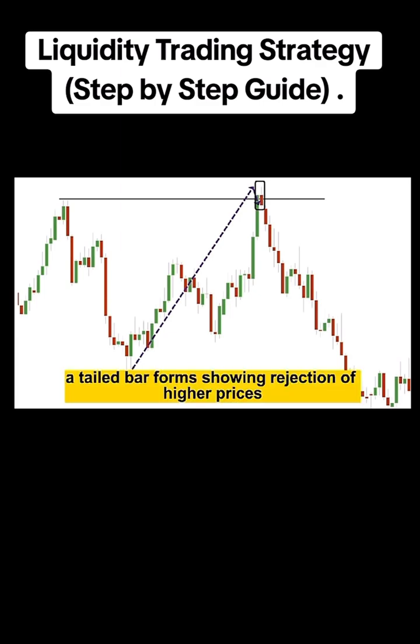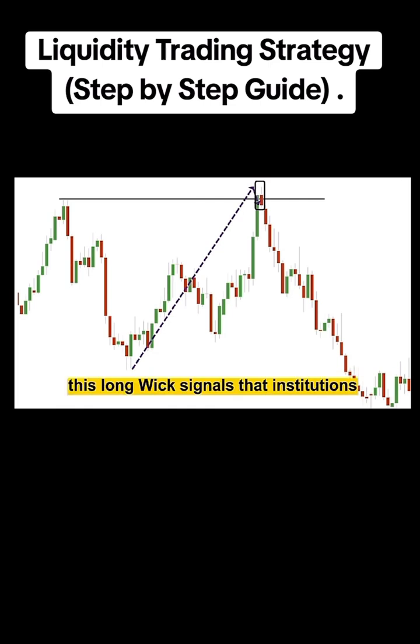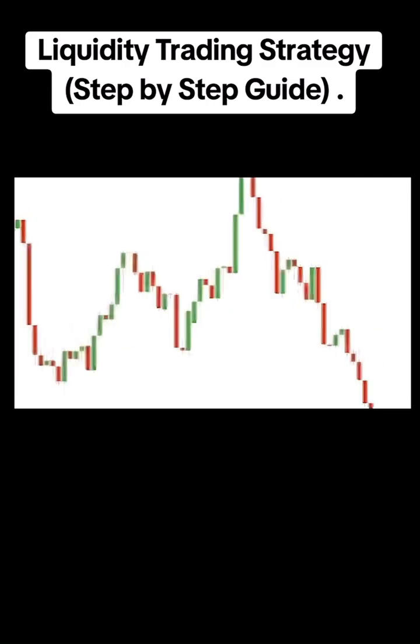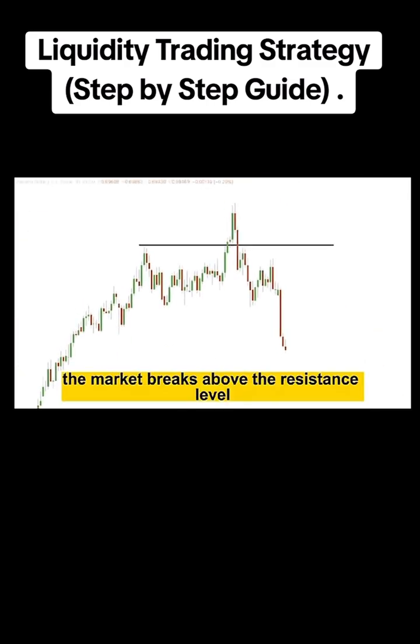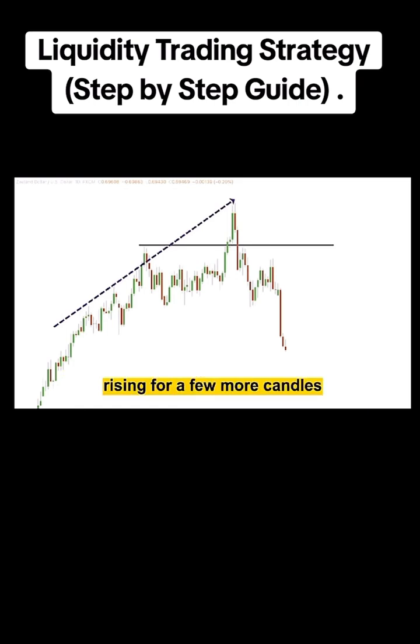A tailed bar forms, showing rejection of higher prices. This long wick signals that institutions performed a soft liquidity grab, gathering liquidity from the stops before pushing the price back down. At resistance, the market breaks above the resistance level, rising for a few more candles. Short sellers are stopped out, and breakout traders enter long positions. However, after gathering enough liquidity, the price reverses sharply and falls back below the resistance, leaving those who went long trapped.